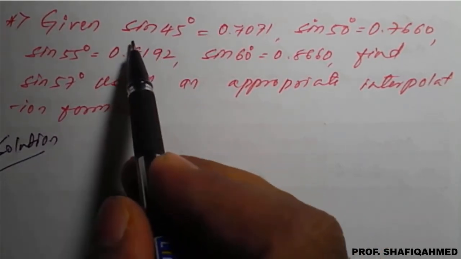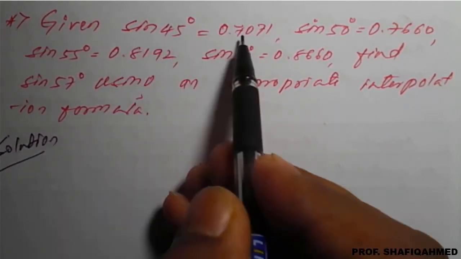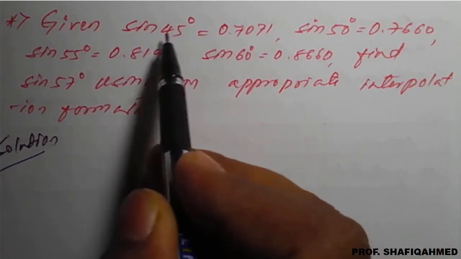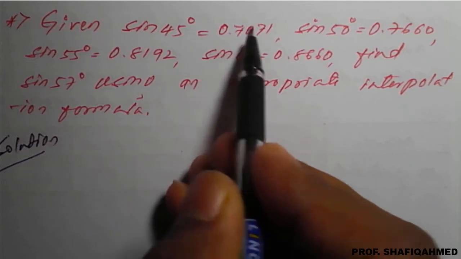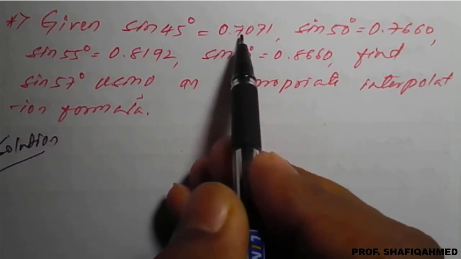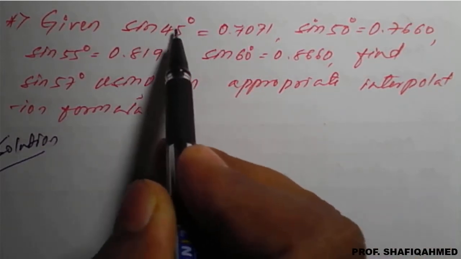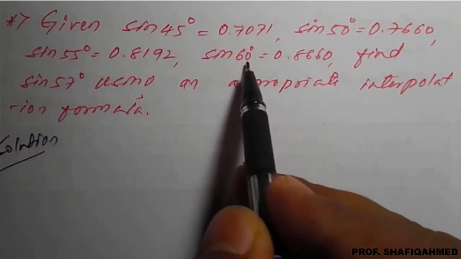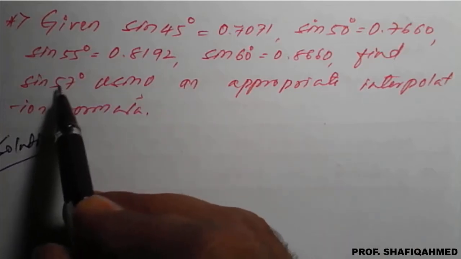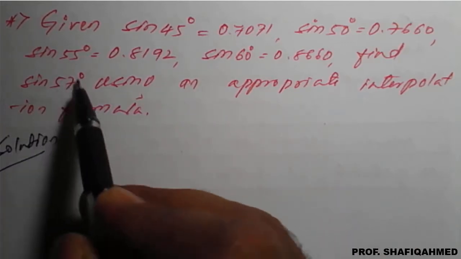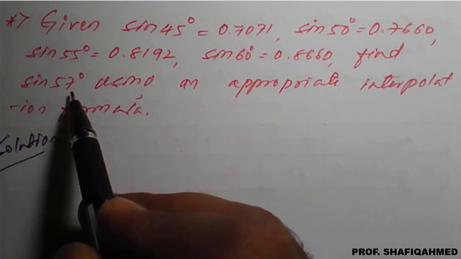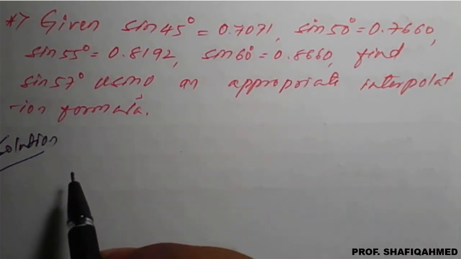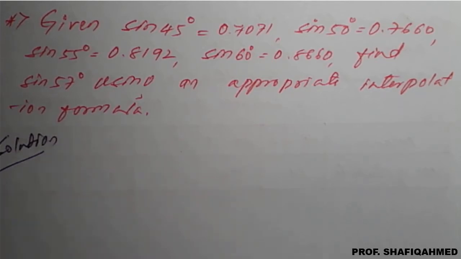So in this you can observe here, sine of angle is there. What is the angle? It is the value of x, and the value we are getting is nothing but the value of y. So sine of 45 is x, 50 is x, 55 is x, 60 is x, and we need to find sine of 57, which means x is equal to 57, and with respect to whatever values they have given, it is the value of y here.